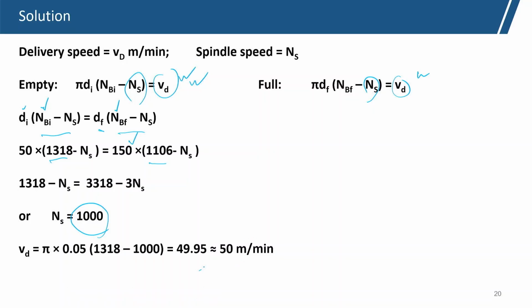So, we are getting 49.95, okay, that is approximately 50 meter per minute. So, twist per meter will be 1000, that is spindle speed, divided by delivery speed 50 meter per minute, that is it will be 20 twist per meter. So, we can use the full bobbin equation also, the same result we will get. Okay.